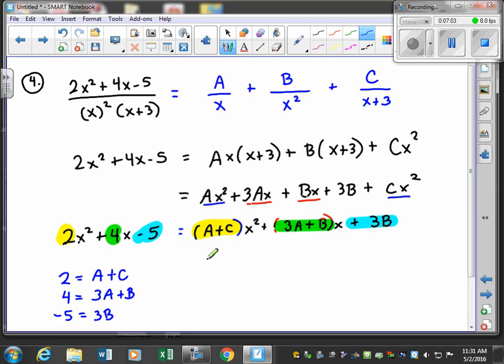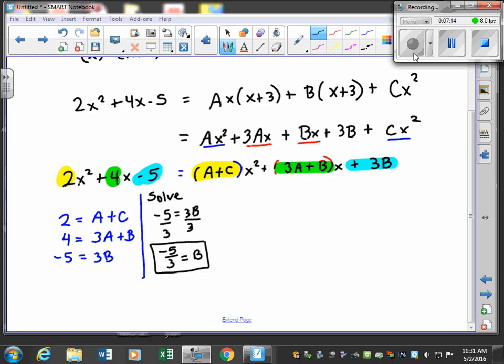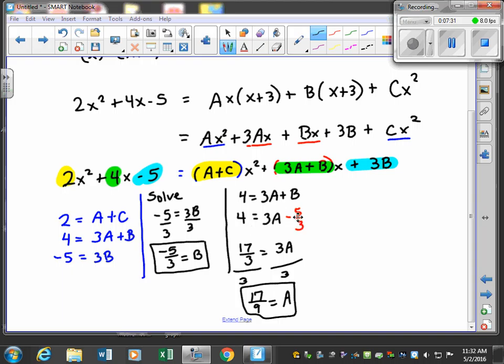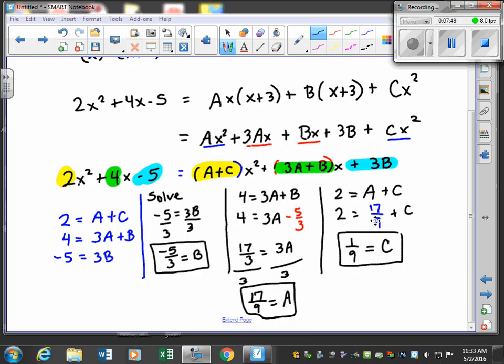Okay, so that's what I'm working with. If I line those three up and work with those, of course this one's going to be the easiest one to solve for b, and then we're just going to be back substituting until eventually we find all of our missing values. Just to solve with that easiest one first, negative 5 is equal to 3b, so we get b equals negative 5/3. The next thing I'm going to do is write this one down and plug in that value for b. Add 5/3 to both sides, 17/3 equals 3a, divide both sides by 3, we get a equals 17/9. And then I'll take our first equation over here, plug in a, and solve for c. Plug in that, subtract 17/9 from both sides, 1/9 equals c.